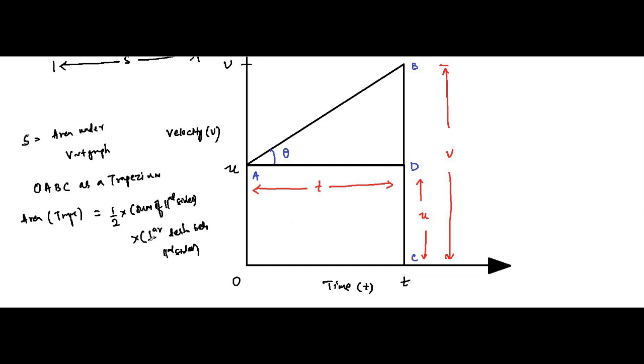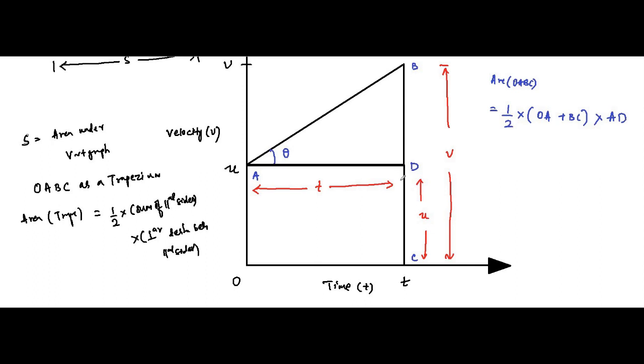Here the parallel sides are OA and BC. For the trapezium OABC, the parallel sides are OA and BC. So here the area of the trapezium, area of OABC, will be equal to 1/2 into the sum of parallel sides, which is OA plus BC. Then the perpendicular distance between them, which is equal to AD.